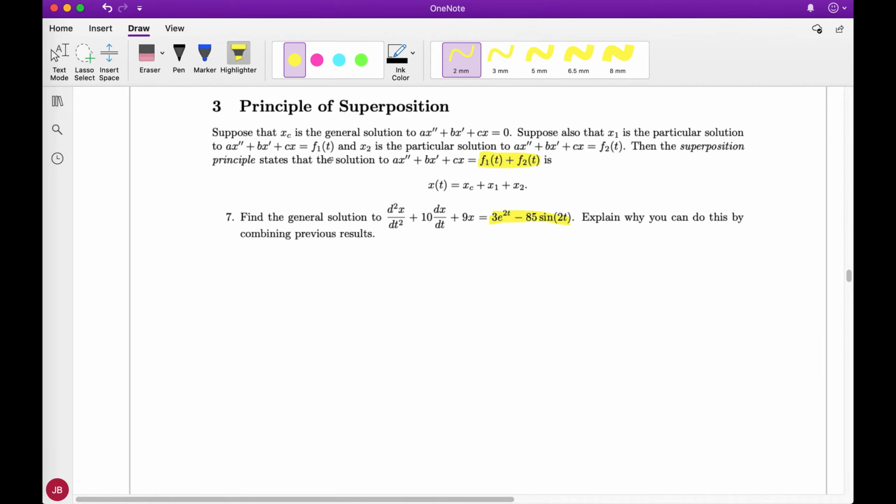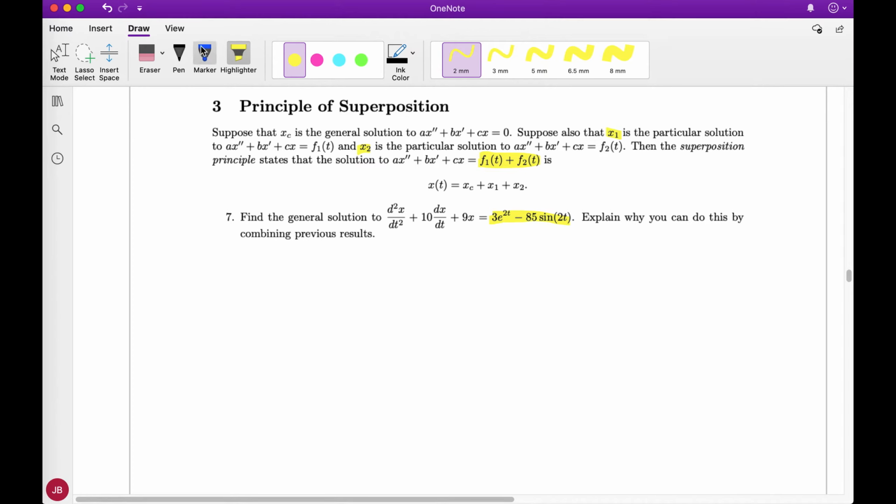Then if you can solve the differential equation where you just have one of the terms, and you can solve it where you just have the other of the two terms, then let's say x1 is the particular solution that you get when you solve it with just the first, f1, and x2 is what you get when you solve it with just f2 on the right-hand side.